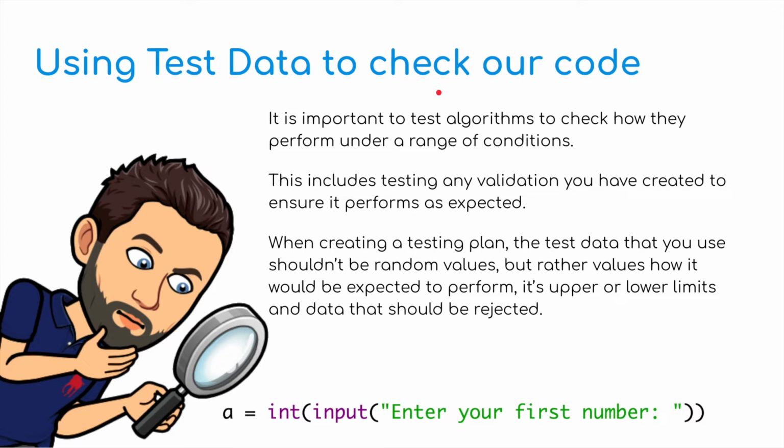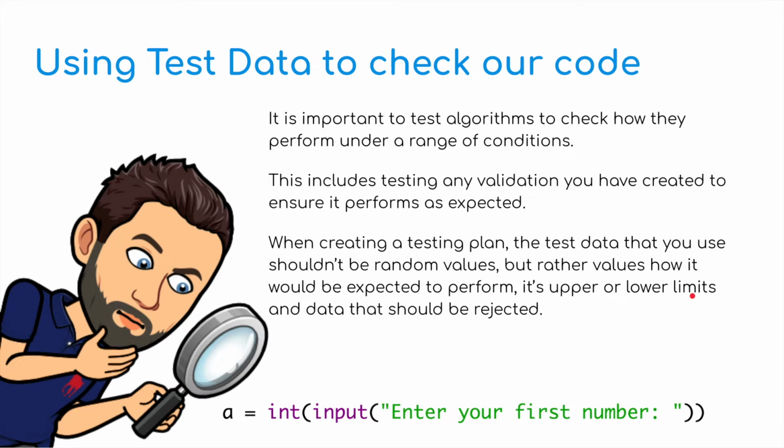So using test data to check our code, it is important to test algorithms to check how they perform under a range of conditions. This includes testing any validation you have created to ensure it performs as expected. When creating a testing plan, the test data that you use shouldn't be random values, but rather values based on how you would expect the program to perform. So basically the data would work and it would allow the program to work.